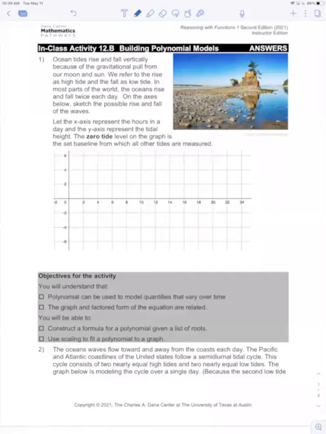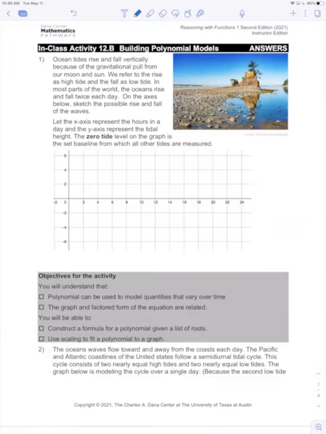Ocean tides rise and fall vertically because of the gravitational pull from our moon and sun. We refer to the rise as high tide and the fall as low tide. In most parts of the world, the oceans rise and fall twice each day. On the axes below, sketch the possible rise and fall of the waves. Let the x-axis represent the hours in a day and the y-axis represent the tidal heights.